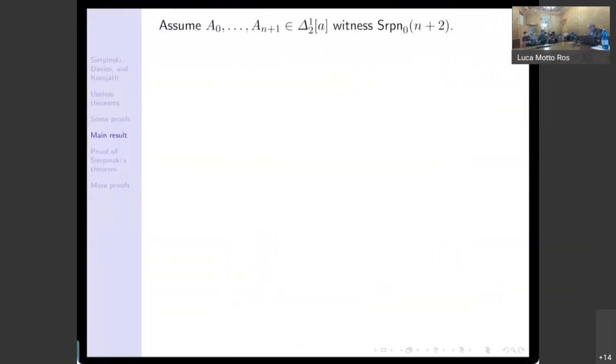So let me tell you what the scheme of the proof is. Assume a0, a1 of R, delta 1 2 of A, and A and witness Sierpiński. So let's look at the constructible degrees. If the size is aleph 1, then the reals are aleph 1, and CH holds. Good, well done.